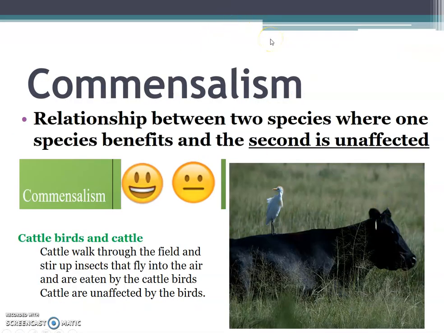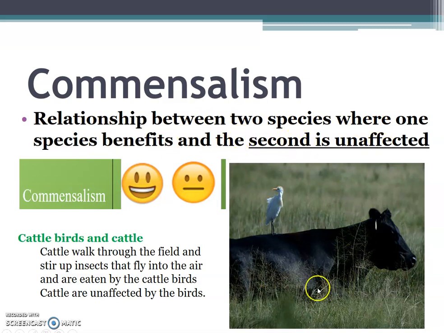Okay, this one I feel like is the hardest one to remember. I don't know why, but every year this one is the hardest one to remember. It's called commensalism. It's a relationship between two species where one species benefits and the second is unaffected. So this is what you would write in your notes part there: one organism benefits, and the other is unaffected.